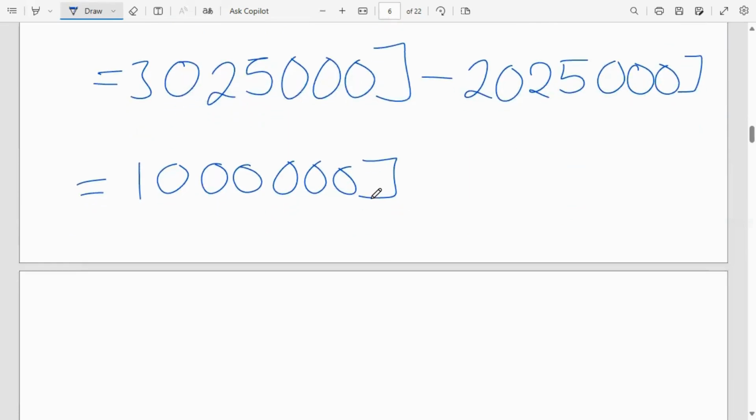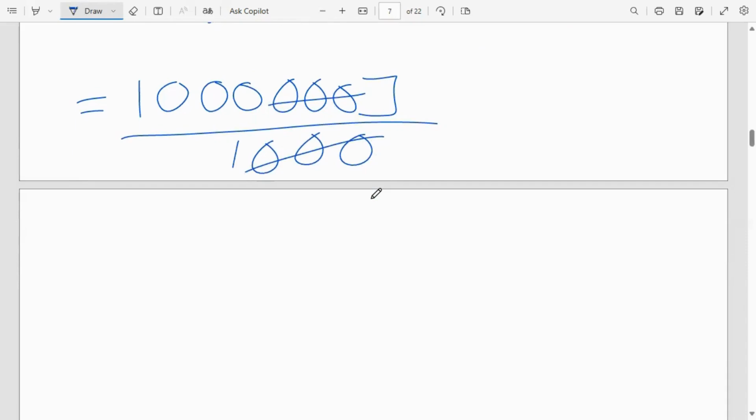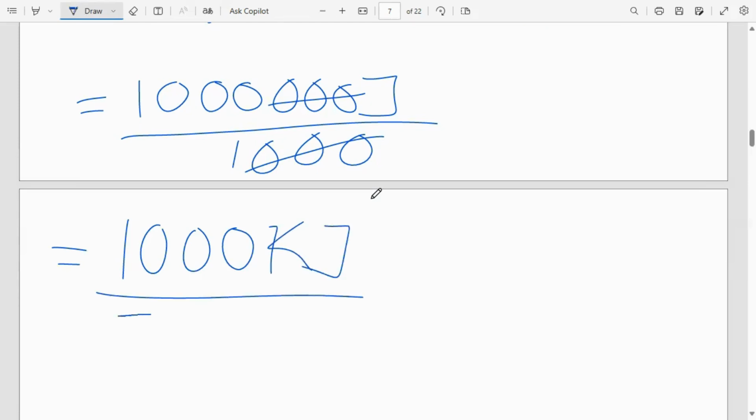Okay, so that's a million joules, but in the question they've specified that our answer should be given in kilojoules. So what should we do? We're going to divide this by 1000. So three zeros gone there, three zeros also disappear there. Then our answer will be 1000 kilojoules. And that is the work done.